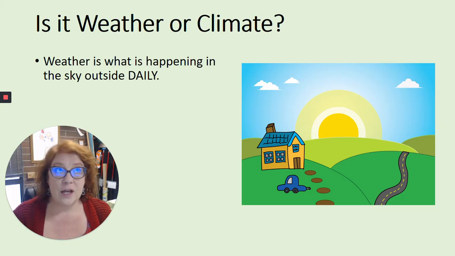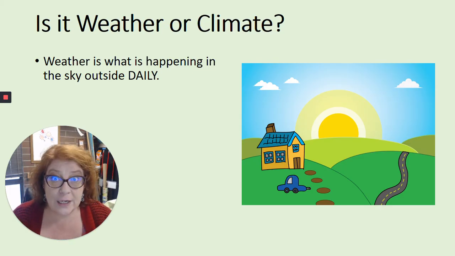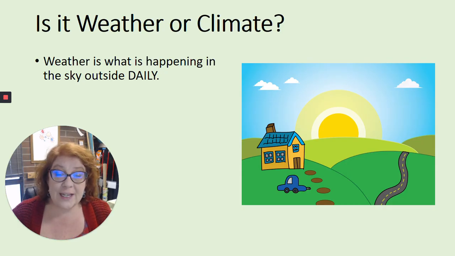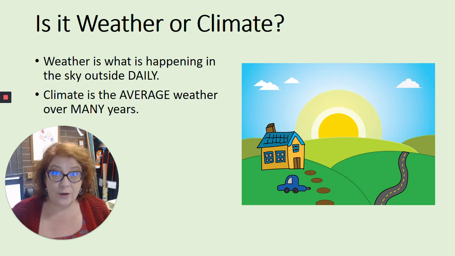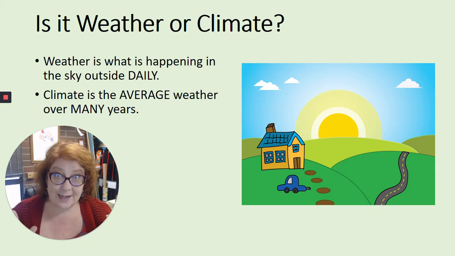Climate is sort of weather, but more. Climate is all the weather from every day, not only this year, but from the last 100 years, added all together and made an average. So what is the average weather? The average weather over many years is the climate. Weather is one day. Climate is all the days. Get it? Good.